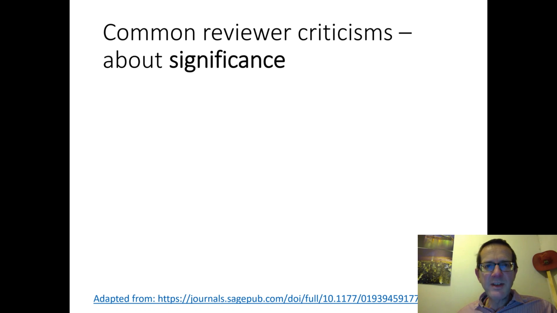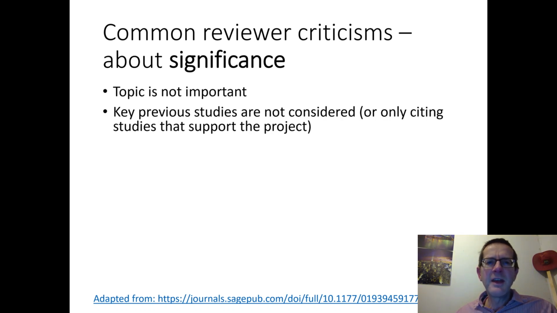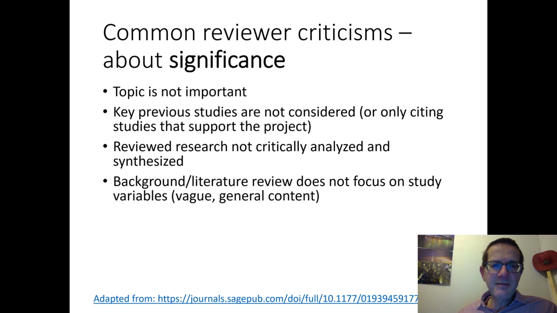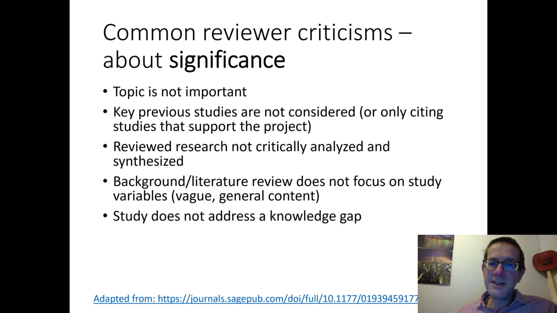So some common reviewer criticisms about significance. Topic isn't important. That's a common criticism from reviewers. Key previous studies are not considered, or the paper only cites studies that support the project. This is really maybe the single most common criticism. The literature review is inadequate, especially for rejection. Or you haven't critically analysed the reviewed papers. The background or literature review is too vague and doesn't focus on what's core to the study. I'm a little bit guilty of that. The study doesn't address a knowledge gap.